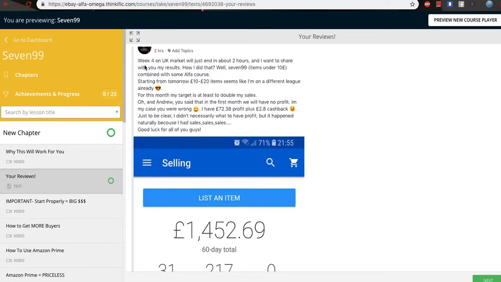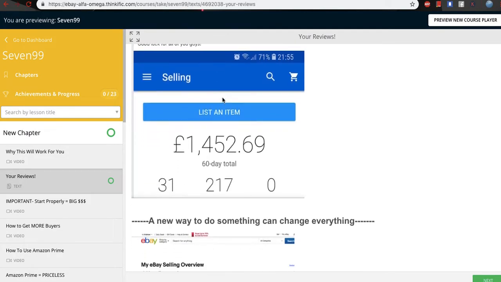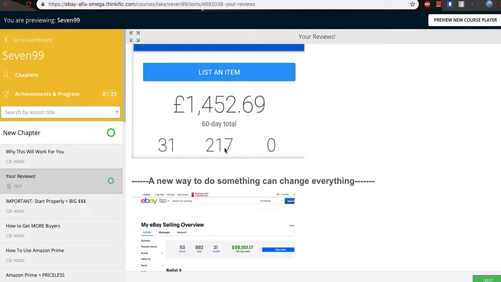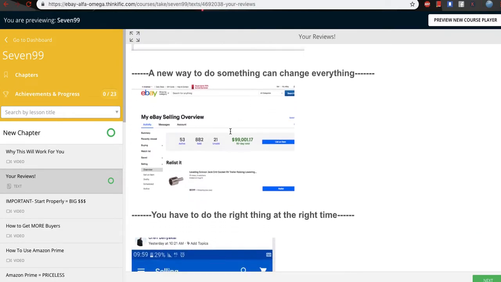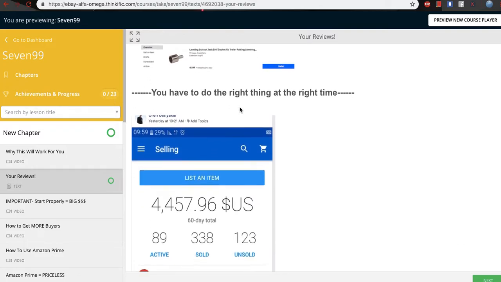Some guy wrote me this here: week 4 on the UK market, in England. You can read the text here, I'm not going to go through it. But in week 4, these are realistic results: 217 sold out of 31 active items, okay? This is a little bit too high for you, it's just another strategy that's there.